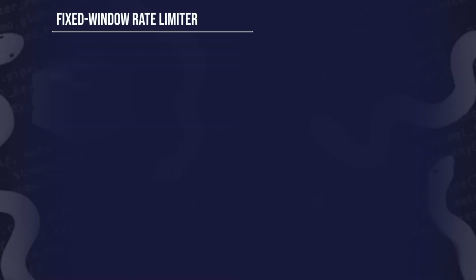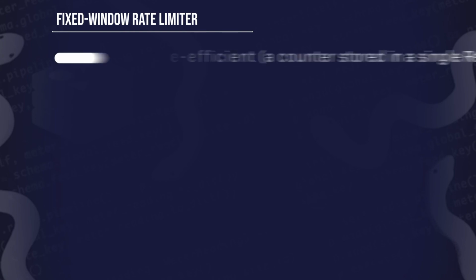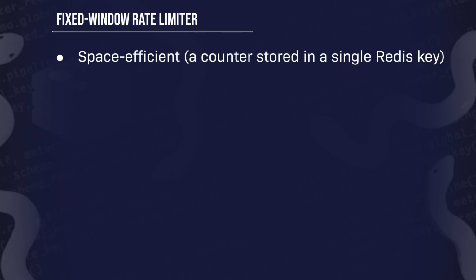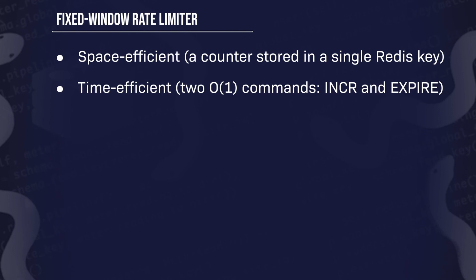So we just saw how to build a fixed window rate limiter using Python and Redis. There are quite a few advantages to this rate limiter. It's space efficient, consisting of a counter stored in a single Redis key. It runs in constant time, employing 2 O(1) commands, incr and expire. And it uses a pipeline, ensuring only 1 round trip to Redis. This design will work for a lot of use cases.